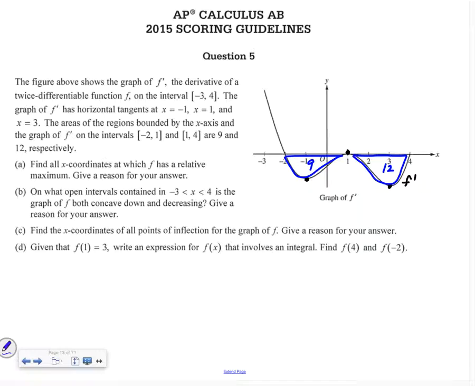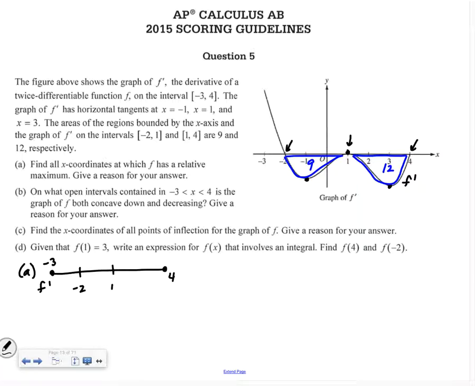So part A says find all x coordinates at which f has a relative maximum. Give a reason for your answer. So although they don't grade the sign charts, what I always do is I would draw the sign chart, right? So we're talking about f prime. It's bounded on the interval -3 to 4, and it's closed, right? Closed brackets between -3 and 4. And we said that we want to know where f prime equals 0. So f prime equals 0 here, here, and here. It's where it's crossing the x-axis. So at -2, 1, and 4.